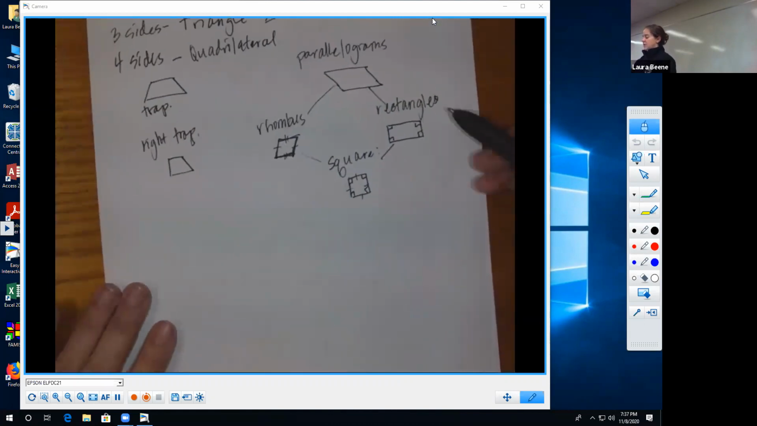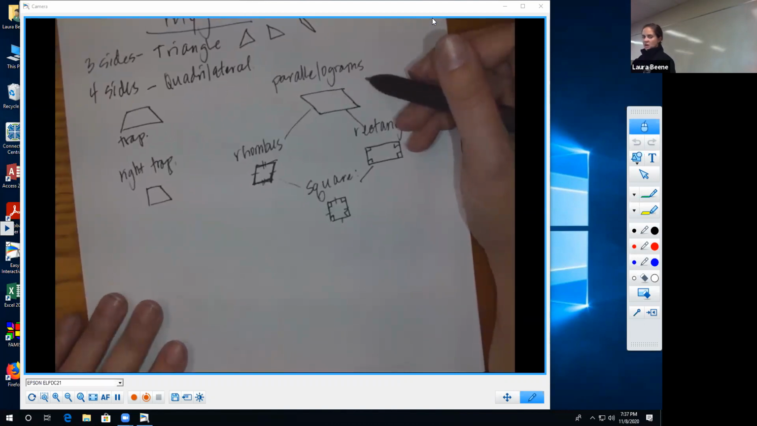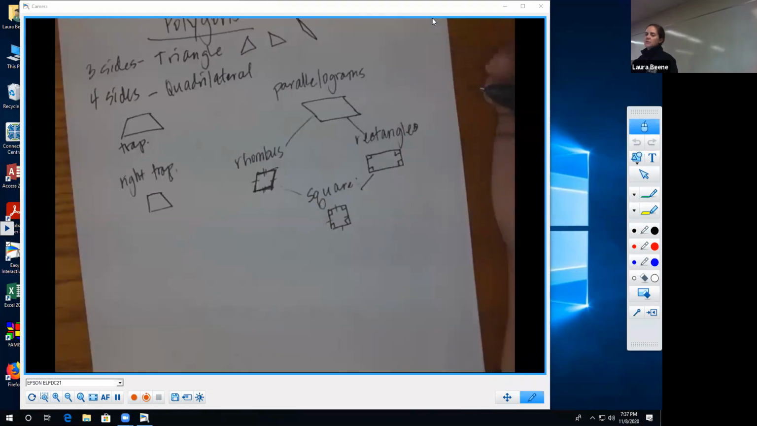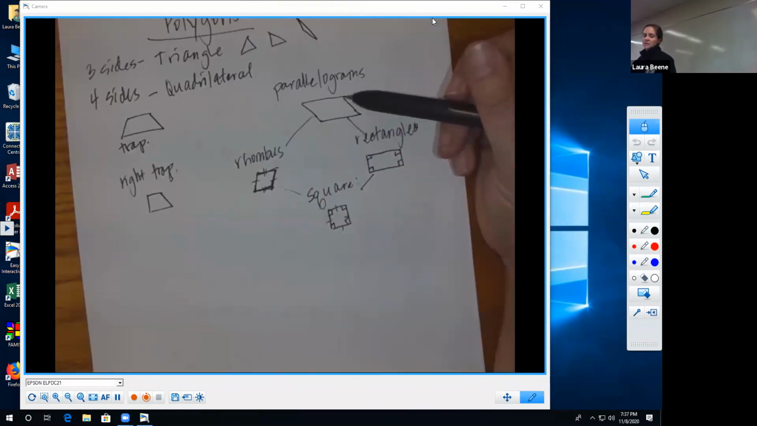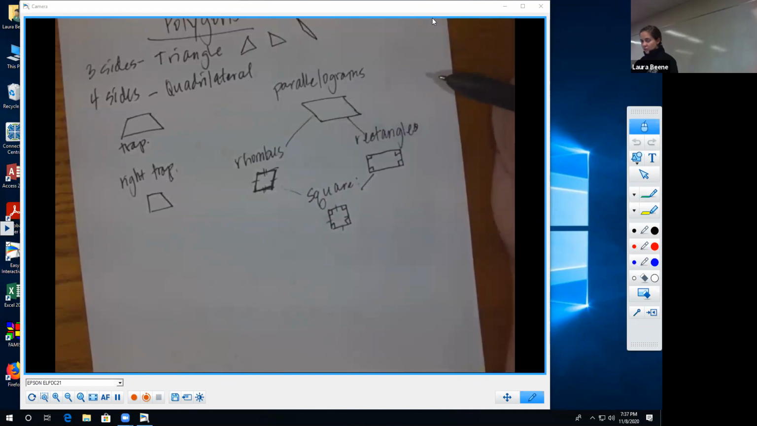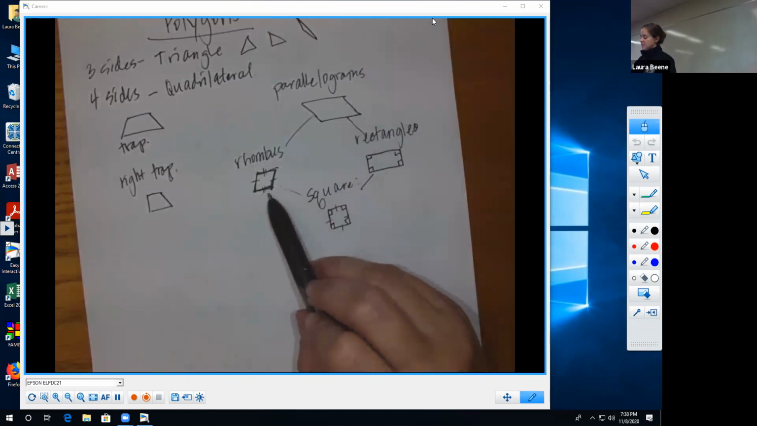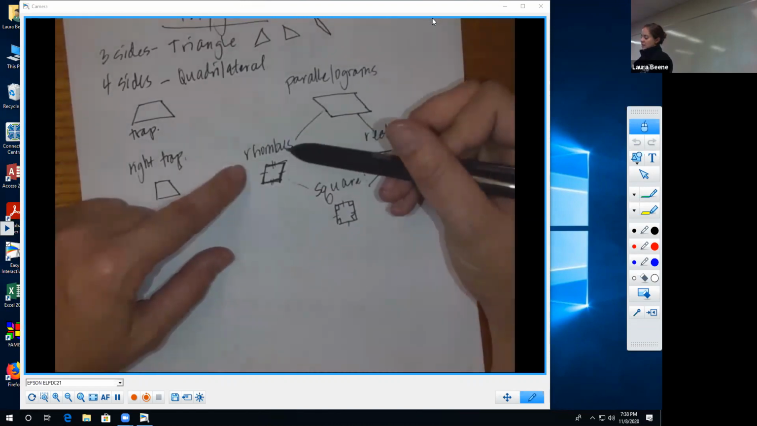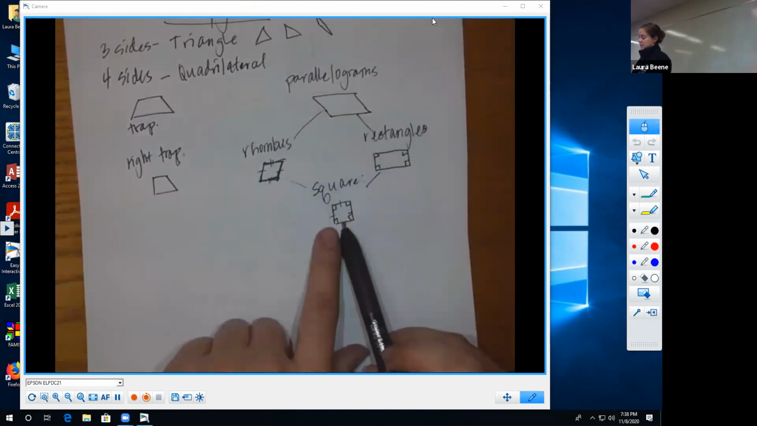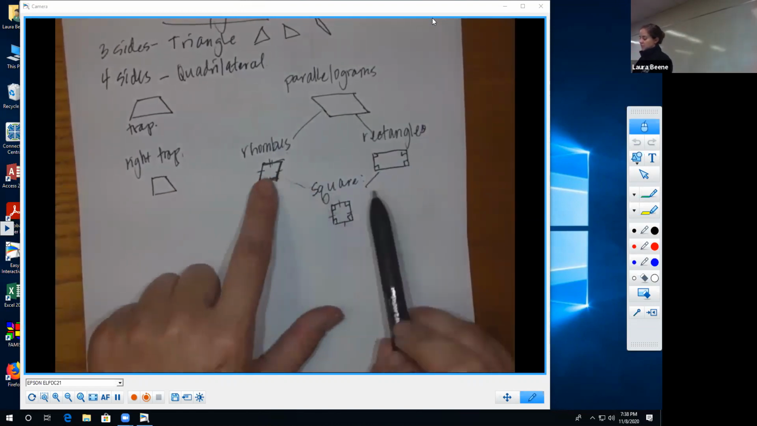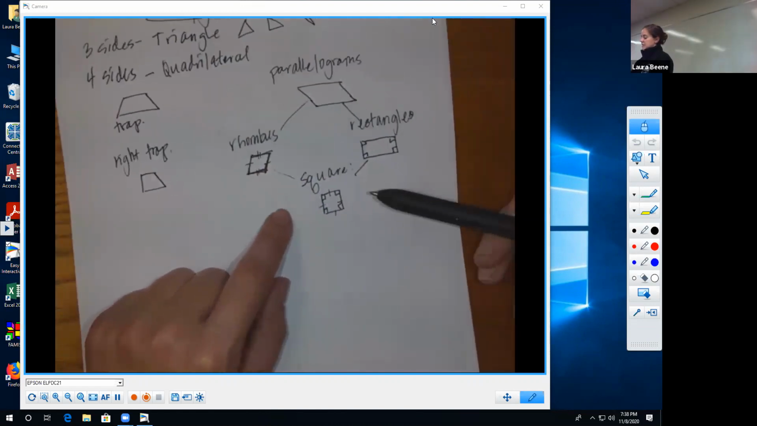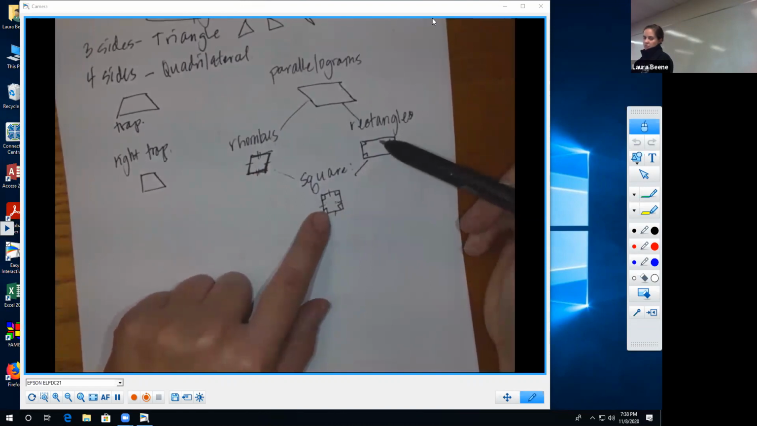quadrilaterals. Parallelogram is like the most vague way to talk about quadrilaterals because it has the least amount of restrictions. You just have to have two sets of parallel sides. And not all quadrilaterals, but most quadrilaterals have two sets of parallel sides. Rhombus and rectangle are a little more strict. Again, rectangle has to have four right angles. Rhombus has to have the equal sides, and then the square is like the baby of both because it has both of them.